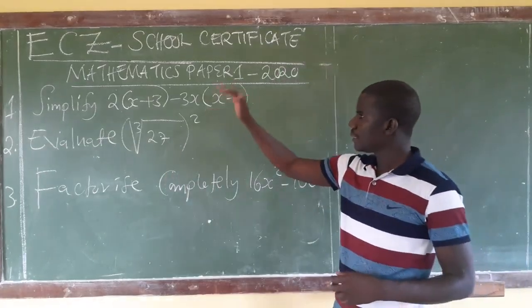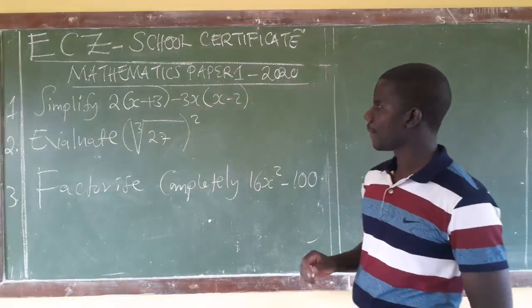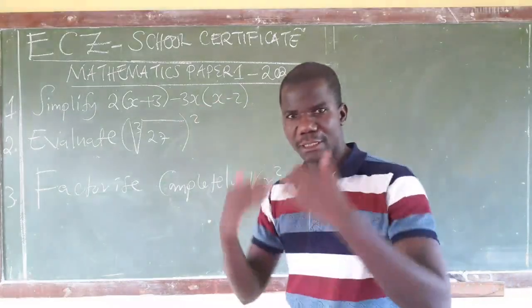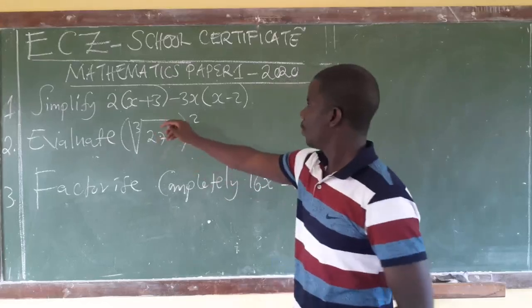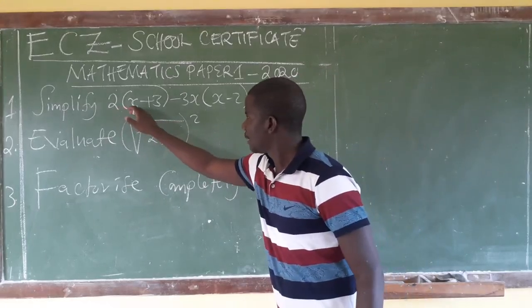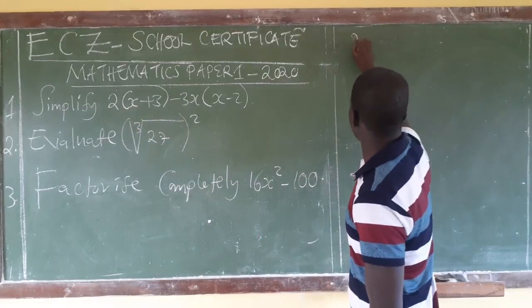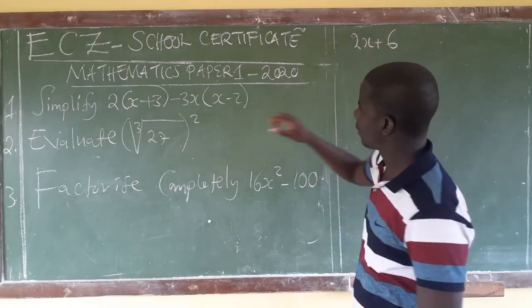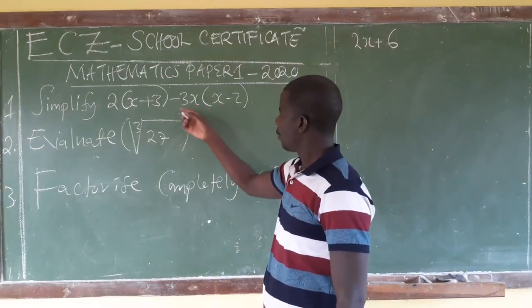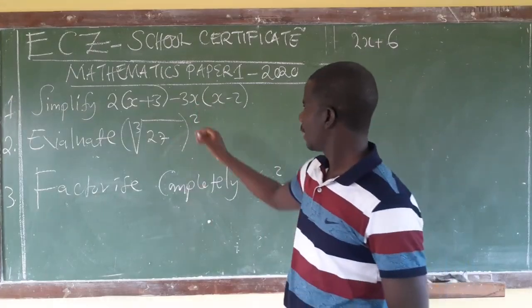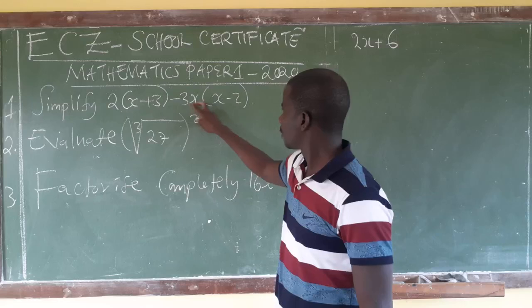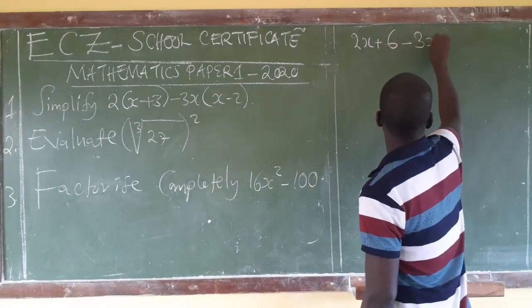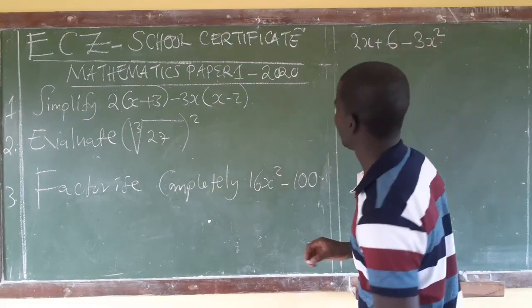How do we simplify this question? We need to get rid of the brackets, that is the first thing. So we need to expand. 2 multiplied by x, we're going to get 2x. 2 multiplied by 3, we're going to get 6. And then here, we also do the same thing. So we're going to have 3x multiplied by x. This gives us minus 3x squared.